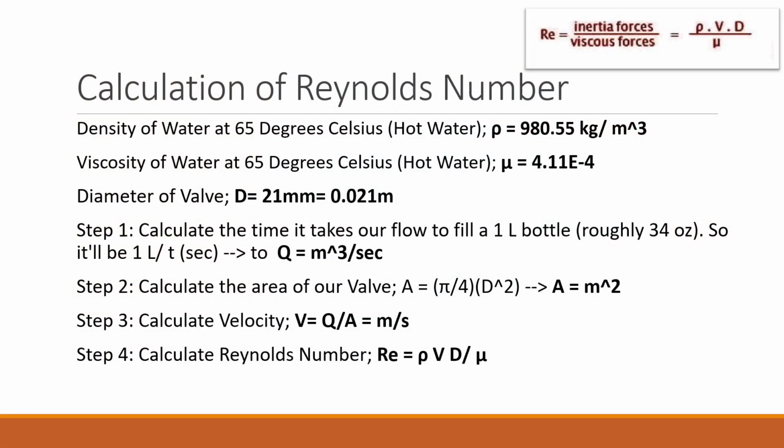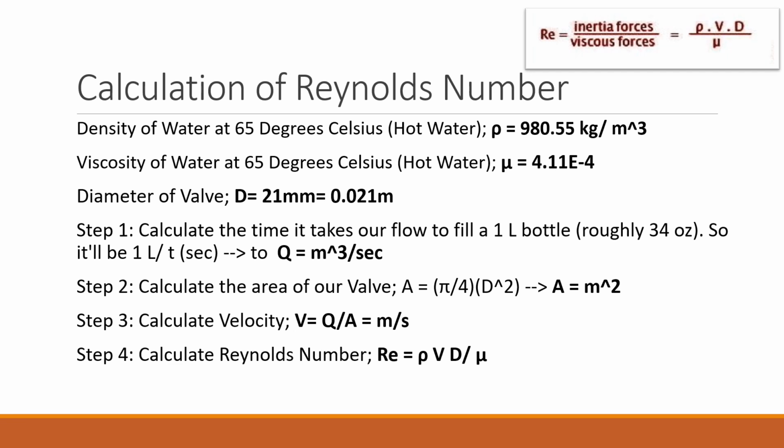The next part of the experiment is to calculate the Reynolds number for each of our flows to see if they match or are within their respective Reynolds rule. To calculate the Reynolds number for each flow, we're going to use the Reynolds number equation, which is density of the water times the velocity of the water times the diameter of the valve divided by the dynamic viscosity.